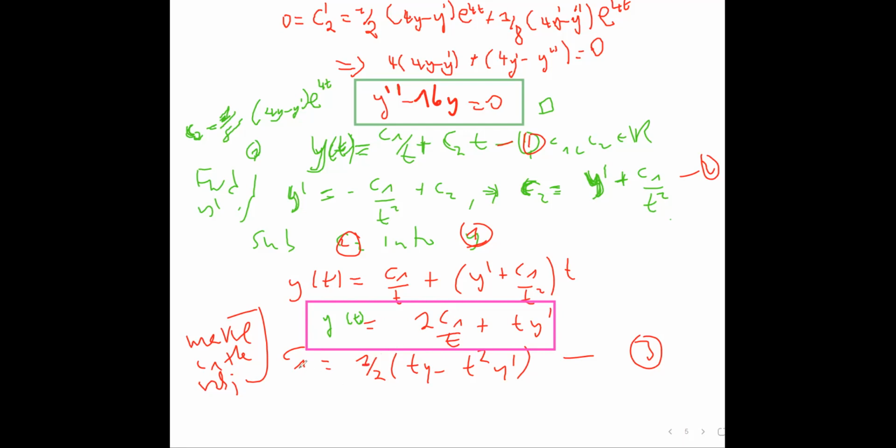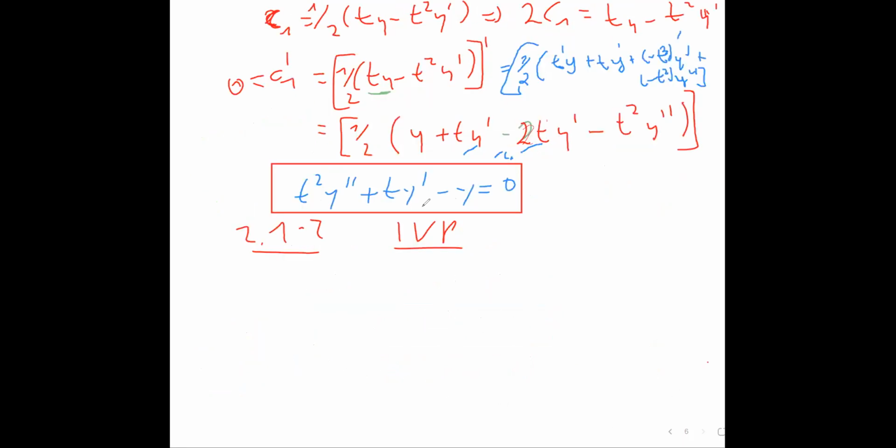So if you make c1 the subject here, then what you have is half of ty minus t squared y'. Then the next step is to find the derivative of this c1 that you have. If you find the derivative, since it is a constant, it is equal to 0. The derivative of a constant with respect to time is 0. Now, if you go here, you apply your differential rules, and once you apply them, you come to the final solution, which is what we are looking for.